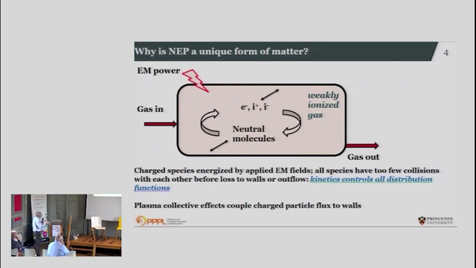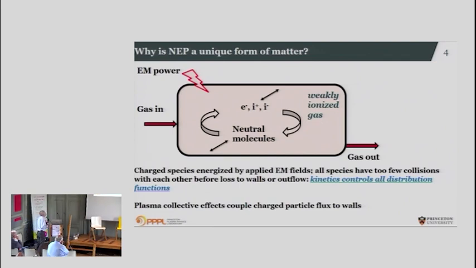Those charged particles will go to a wall, they'll recombine, they'll come back in as neutrals, and this whole thing is going around and around. And the point is that because the power is deposited into the charged particles, into the electrons and the ions, they have to have collisions with the other species, the neutral molecules, in order to exchange that energy. Under many conditions of interest, these species have way too few collisions with each other before they're lost to the walls, or they perhaps will flow out. And so kinetics controls the distribution of energies.